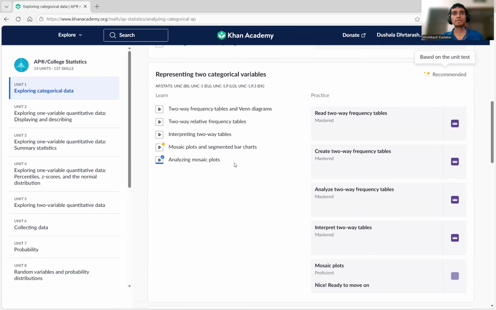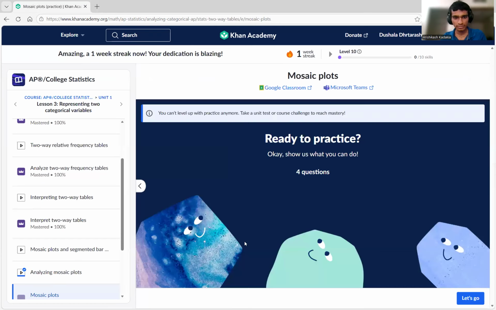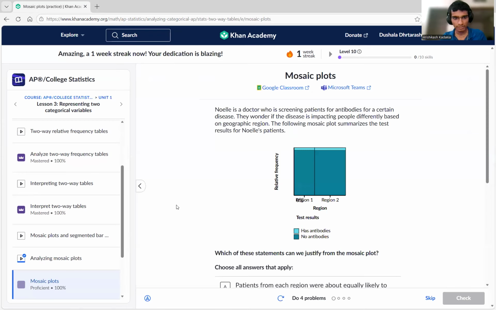So say among those people who are male, how many percent like this? And among female, how many like this? Based on that, we can better see if males like this product better than females, and whether there were more males than females in the survey. So let's take a look and actually see what a mosaic plot is.